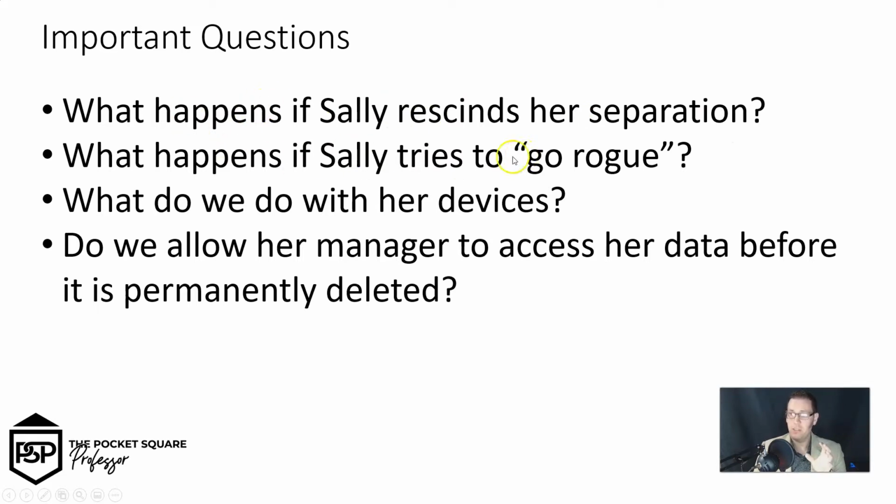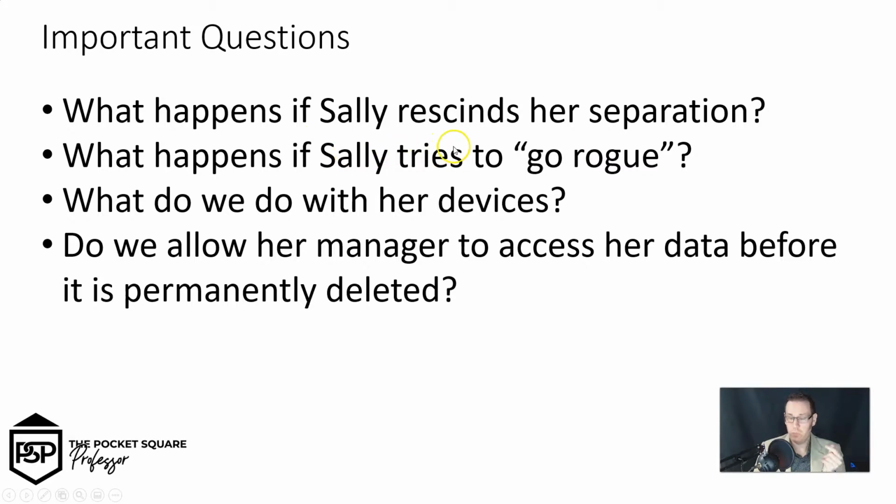What happens if Sally tries to go rogue? So again, this is another concept, just a question. The answers we're going to come to in time. But what happens if Sally tries to go rogue? She tries to steal a bunch of data. She tries to exfiltrate a whole bunch of stuff. And she does some bad stuff, we'll just say. So what happens if she does?